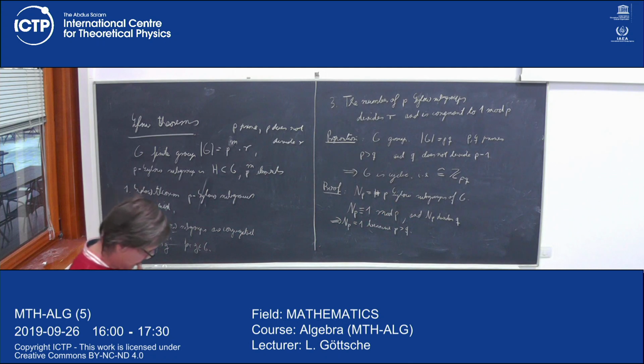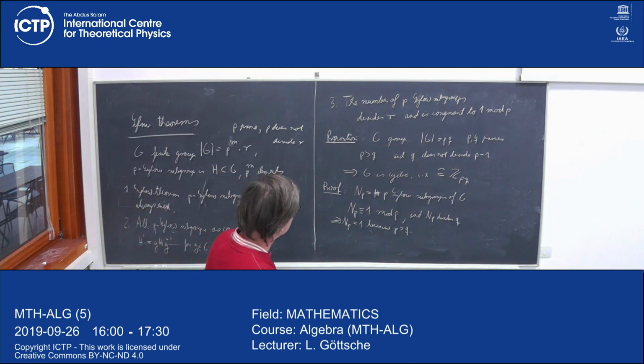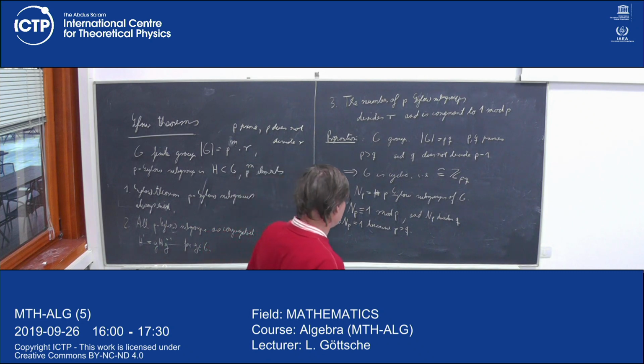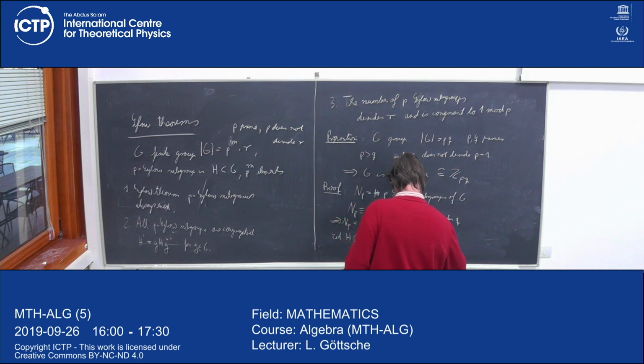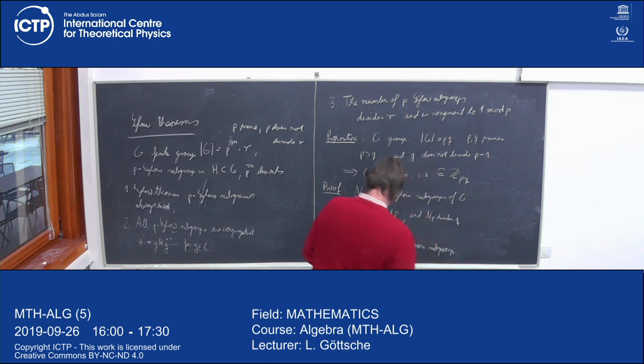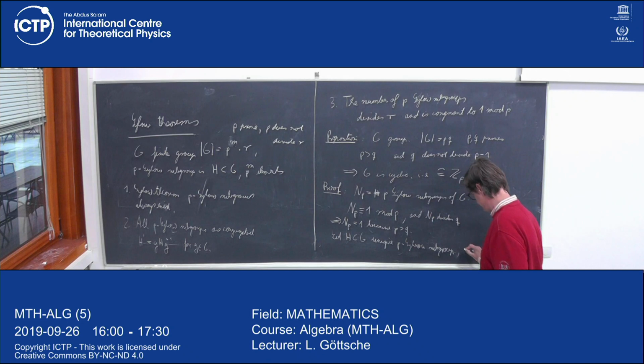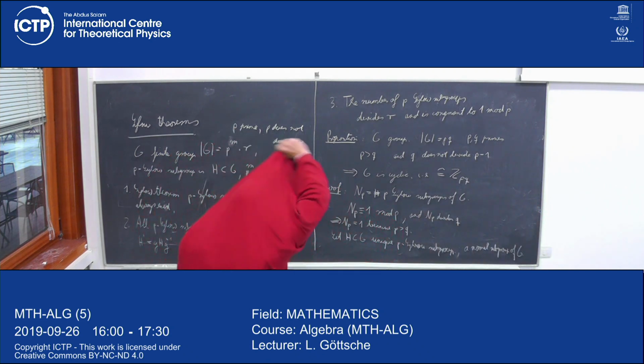Okay, so therefore we know that there is a unique p-Sylow subgroup. So let H in G be the unique p-Sylow subgroup, and which is therefore a normal subgroup of G, as we have just seen.